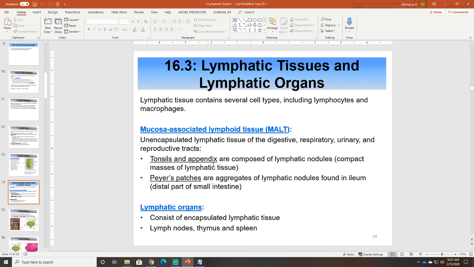In the tonsils and the appendix, we have a number of lymphatic nodules. And then we have Peyer's patches in the third and final, or the distal, part of the small intestine. These Peyer's patches are found near the end of the small intestine and the beginning of the large intestine, and their job is to catch bacteria that are trying to move from the large intestine into the small intestine. We want to keep bacteria in the large intestine. They help us out there.